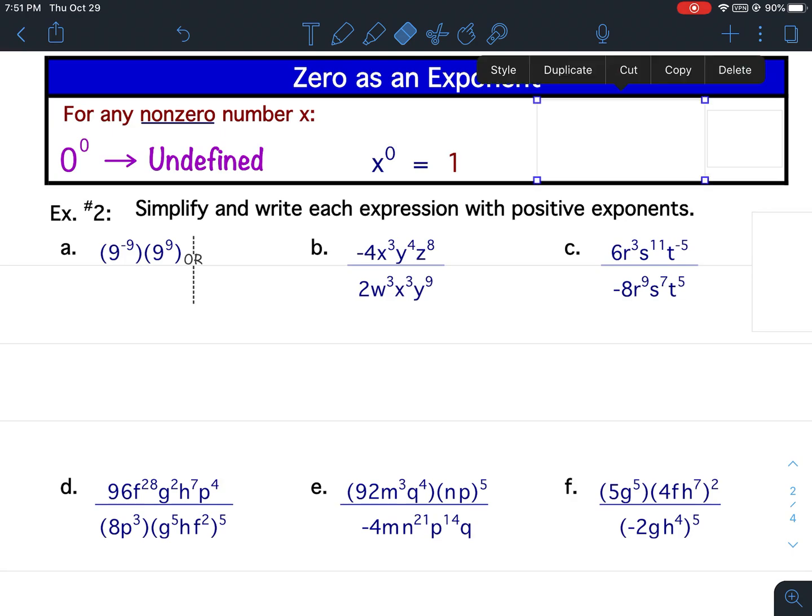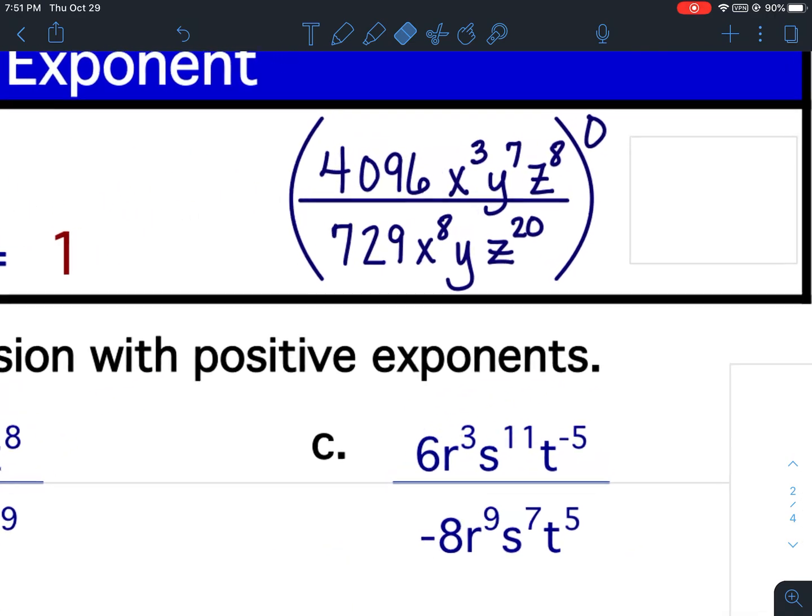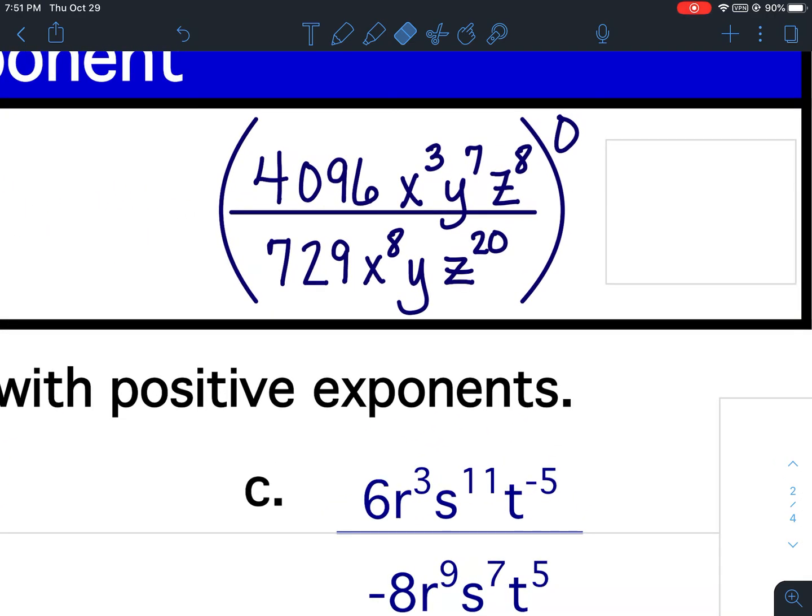All right, now I would like you to write down this example. 4096 x to the third, y to the seventh, z to the eighth, all over 729 x to the eighth, y, z to the 20th. And all of that is to the 0 power. That entire quantity is to the 0 power.